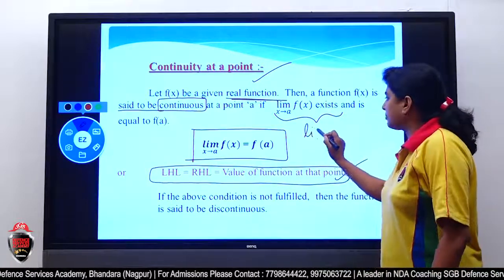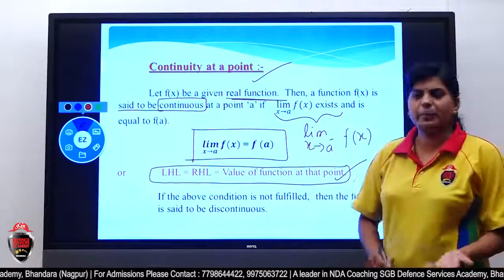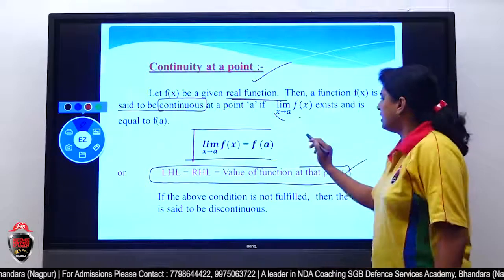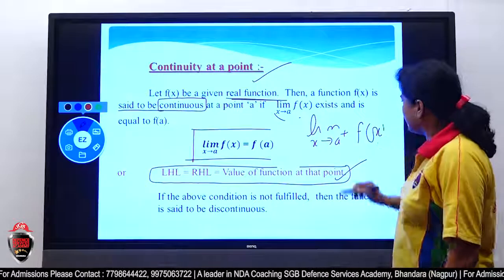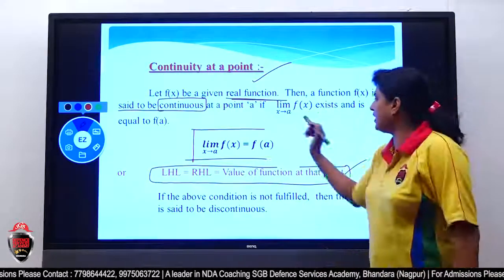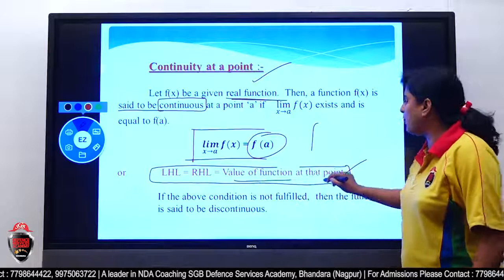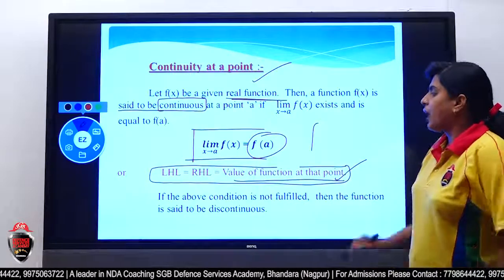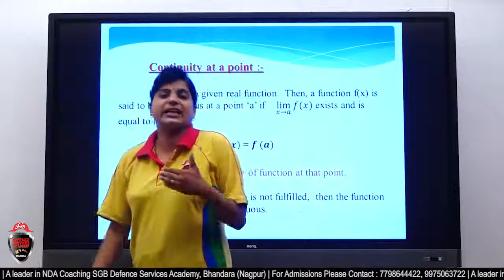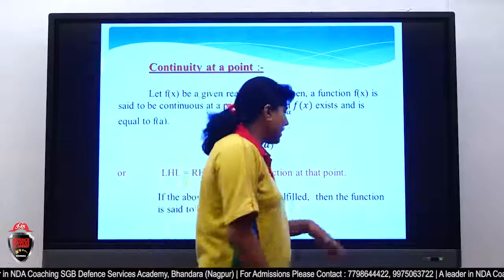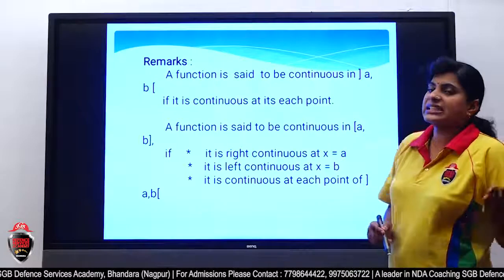How can we write it? Limit x tends to a minus of f of x represents the left hand limit. Then limit x tends to a plus of f of x represents the right hand limit. And when we write f of a, it means the value of the function at that point. If the above conditions are not fulfilled, if these conditions are not satisfied, then we call the given function discontinuous.